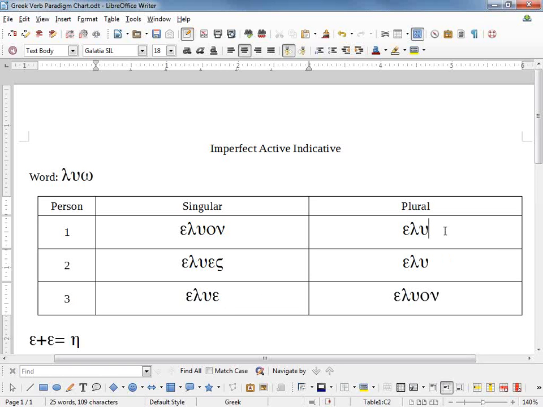Now the first person plural and the second person plural, the ending is the same as the present active indicative. So this one is omicron mu, epsilon nu, eluamin, and then the second is eluate.